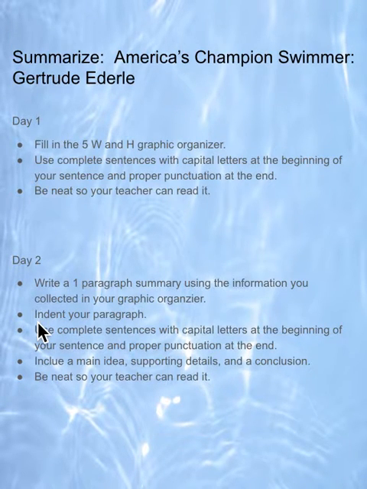In your paragraph, these are your expectations: you are to indent your paragraph, use complete sentences with capital letters at the beginning of your sentence and proper punctuation at the end. You need to include a main idea, supporting details, and a conclusion. And you need to be neat so your teacher can read it. As we go through, you're going to use the information you collected yesterday to write your paragraph. Are you ready? Great.